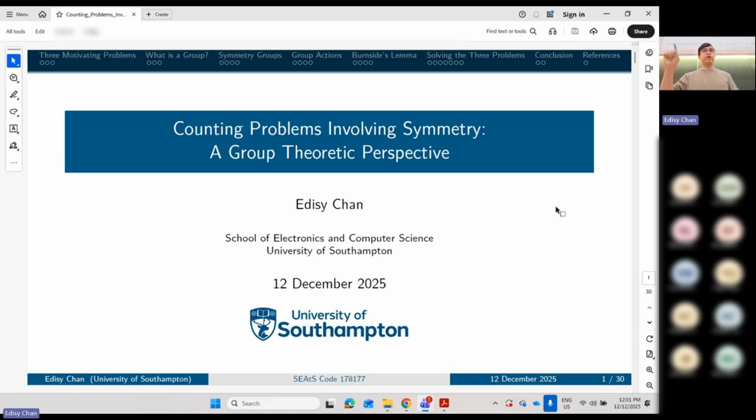So today our topic is about counting problems involving symmetry. But we are not going to use the traditional combinatorics way to solve the problem. We're going to use a new perspective. We'll make use of something called group theory. I don't know if you have heard of that or not, whatever, it doesn't matter. I assume no knowledge of group theory, so it's okay. Let's just begin and find out what this is about.